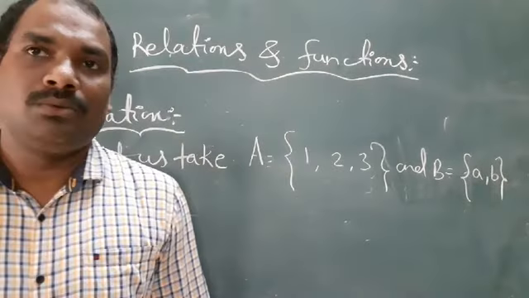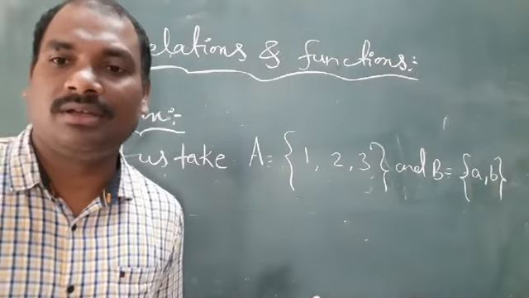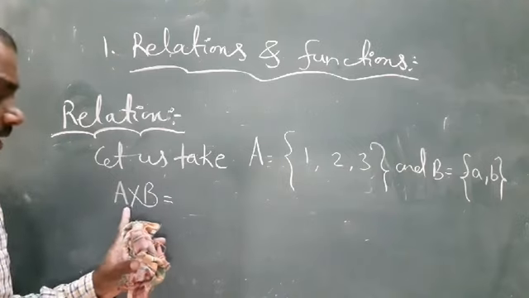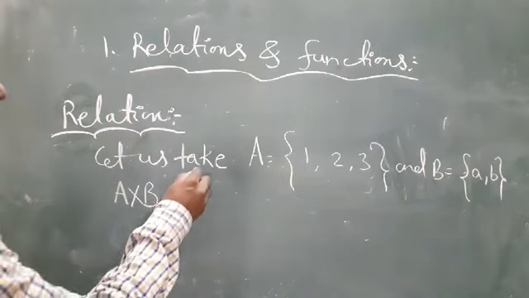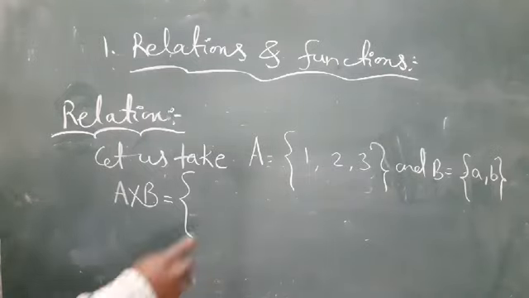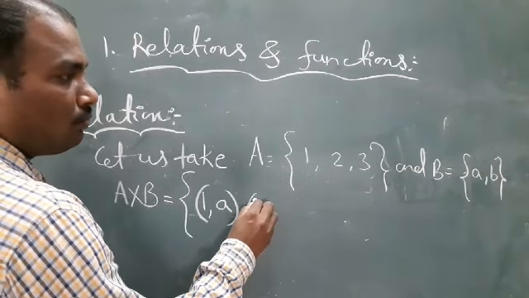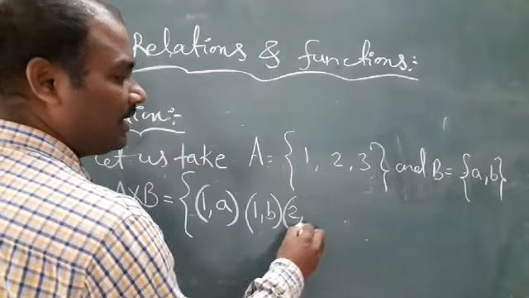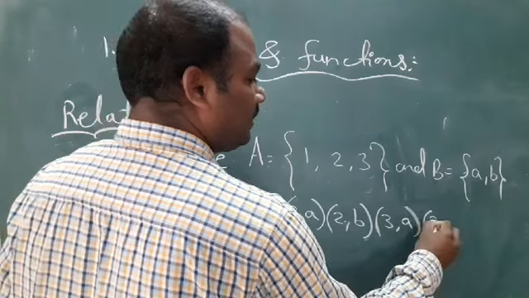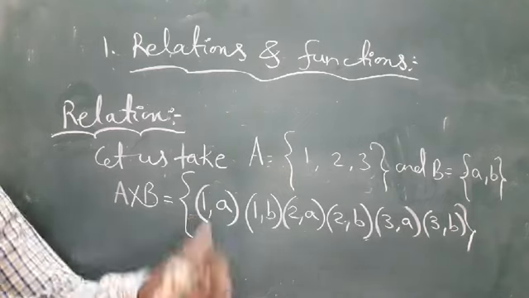Already we discussed the Cartesian product in 11th class. A cross B is called the Cartesian product. Cartesian product means the set of all ordered pairs: (1,a), (1,b), (2,a), (2,b), (3,a), (3,b). This is the Cartesian product.